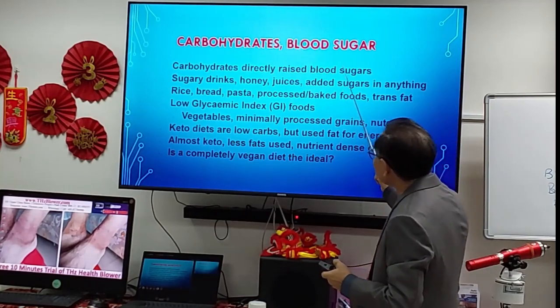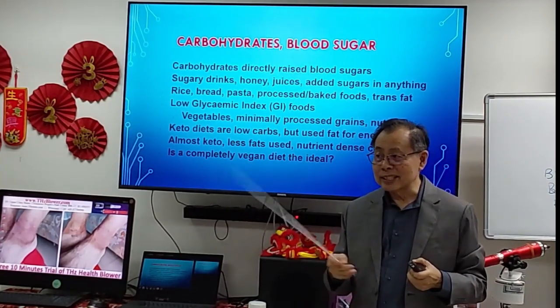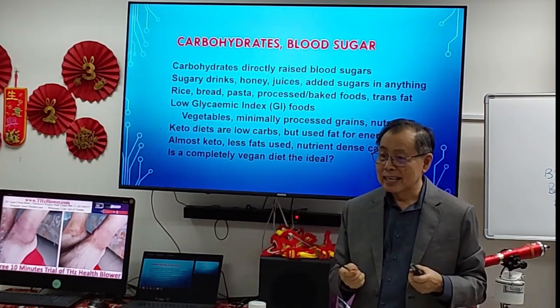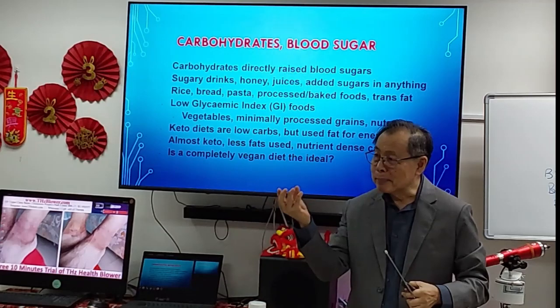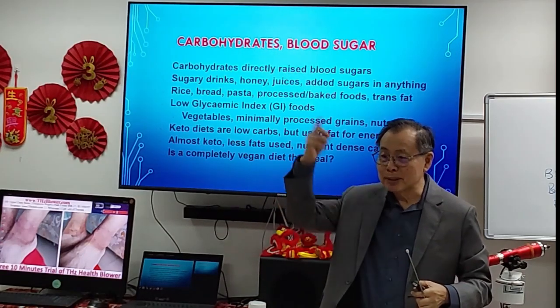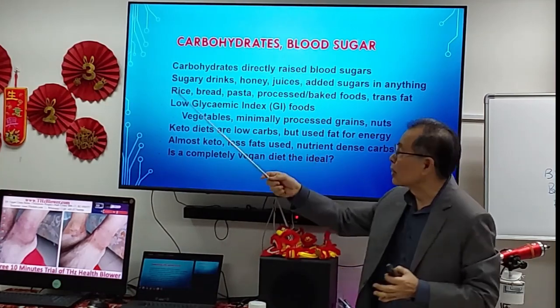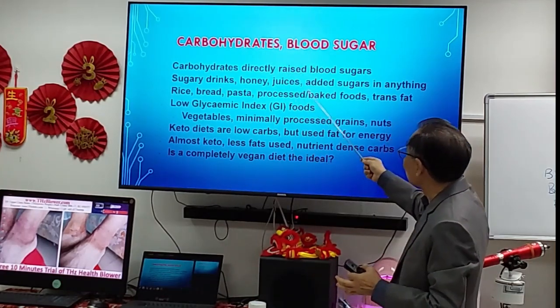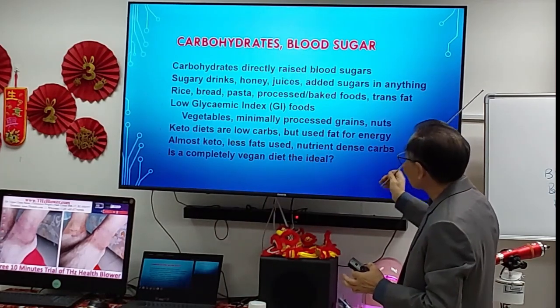Carbohydrates directly raise blood sugar. Later on, I'm going to talk about how you can monitor your blood glucose. For those people who monitor blood glucose, just take a muffin. Your blood sugar doubles straight away. Any carb will double straight away: sugar drinks, honey, juices, added sugars in anything, rice, bread, pasta, processed foods, trans fat.